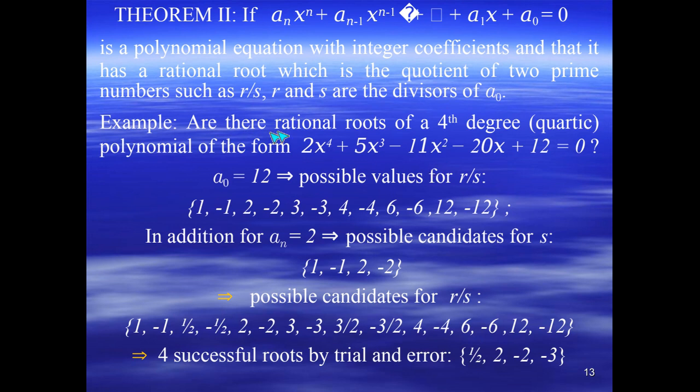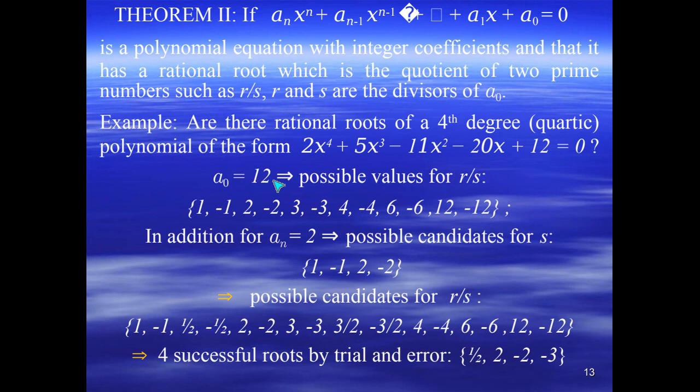Let's see an example. Are there rational roots of a fourth degree quartic polynomial of the form 2 times x to the power 4 plus 5 times x to the power 3 minus 11 times x to the power 2 minus 20 times x plus 12 equals 0? So a_0 is 12 in this case, and a_n is 2. So we should first factorize them, each one on its side, and then form these r over s fractions.